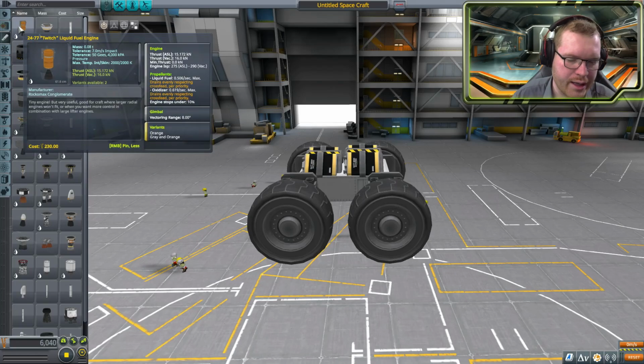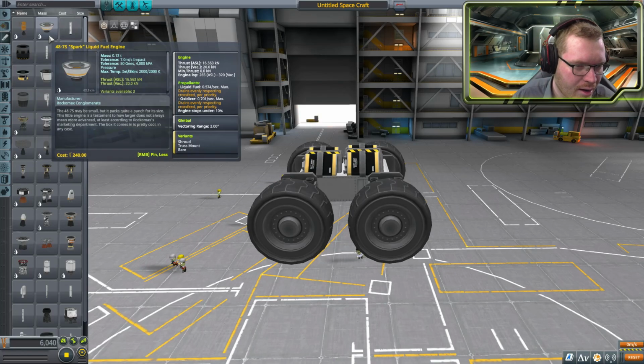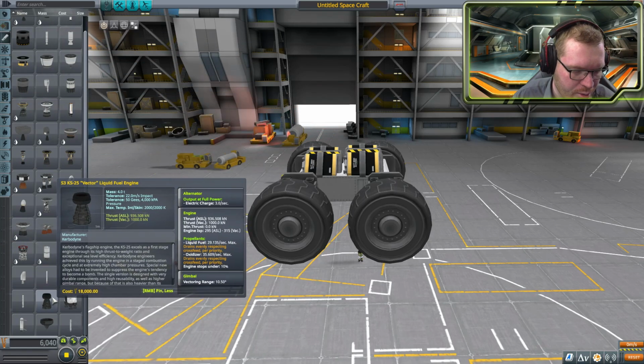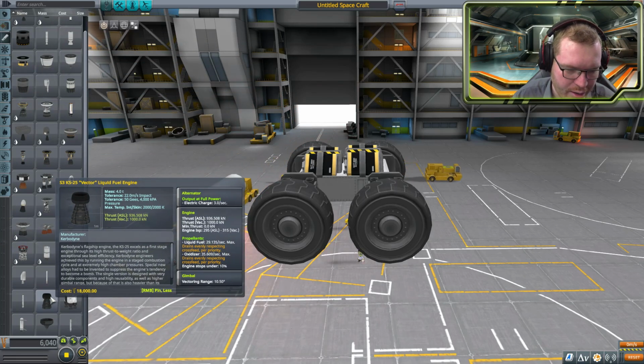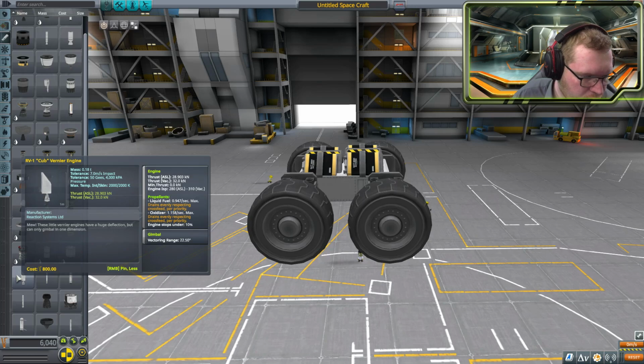Okay, so I guess what we're looking for is something with a large vectoring angle. I think at least these ones I know have a large gimbal. You can see at the bottom there on the right-hand side of the info panel, it says vectoring angle, 10.5 degrees. Look at these, those have 22 degrees of vectoring.